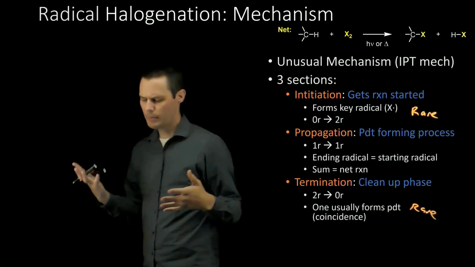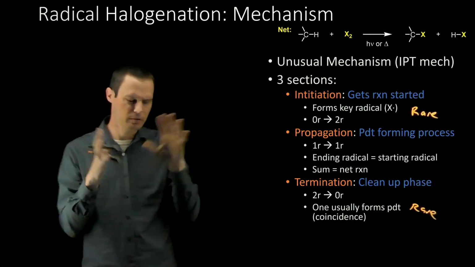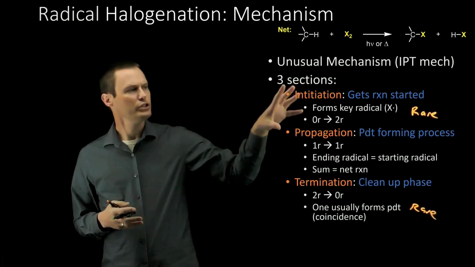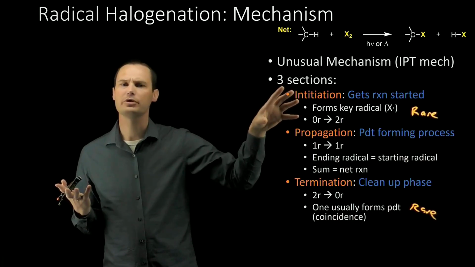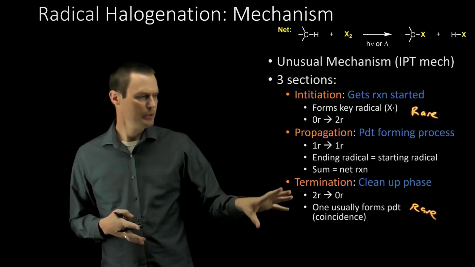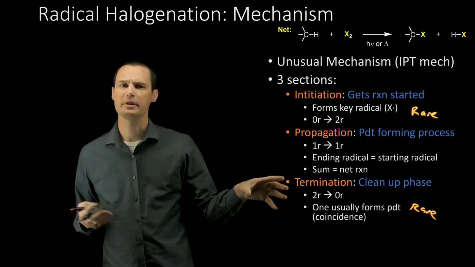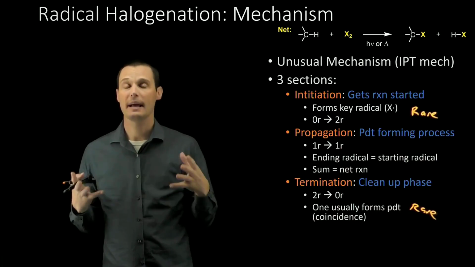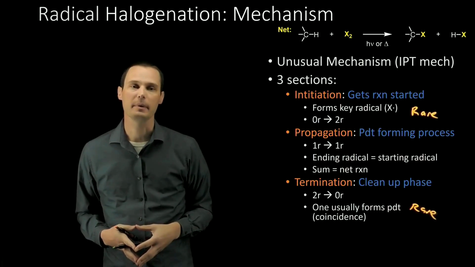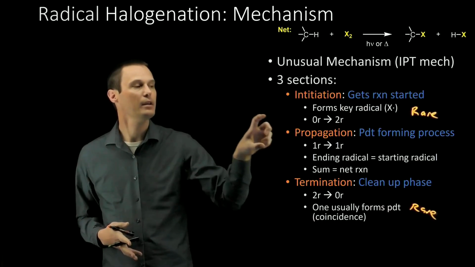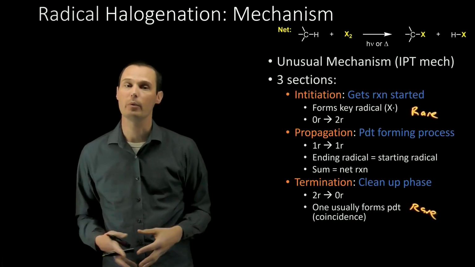So if we want to talk probabilities, I'm going to make up some numbers, but it's close enough for what we're talking about. The initiation step may happen 1% of the time. The termination step may happen 1% of the time. The propagation step happens 98% of the time when we talk about these mechanisms. The propagation is the main part of the mechanism, and it's where we want to focus.